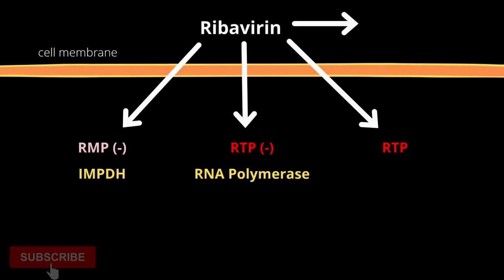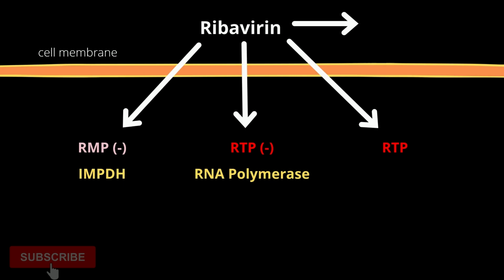Now ribavirin is actually a compound which is structurally similar to guanosine, and once it goes inside the cell, it's phosphorylated just like any other nucleotide. So it can be phosphorylated into monoform, diform, or triform, and once converted into these phosphorylated forms, that's how it actually exerts its action.